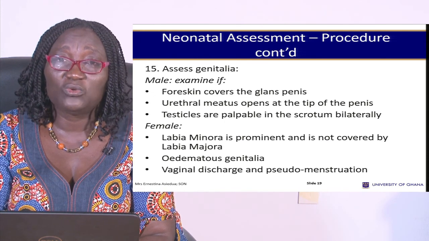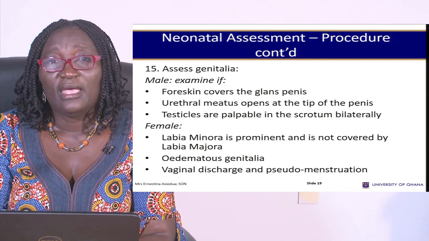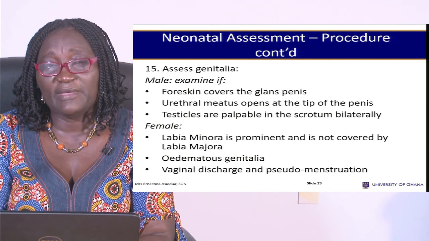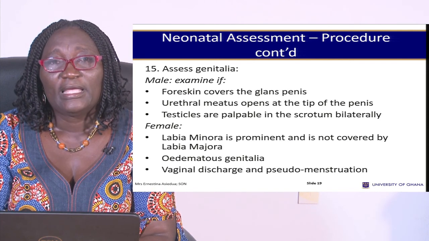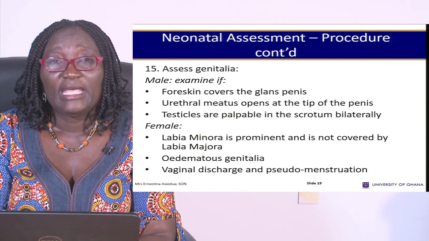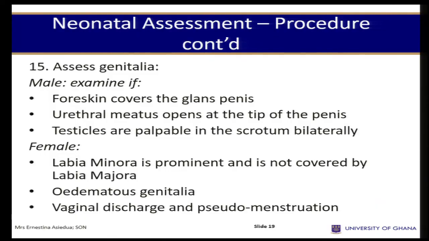In the female, you want to look at the labia minora. It's prominent and it's not covered by the labia majora at birth. And then you have to look for edematous genitalia. Now, if the baby was born in breech presentation, it is common to find some edematous genitalia, maybe due to the examining fingers going into the vulva all the time.